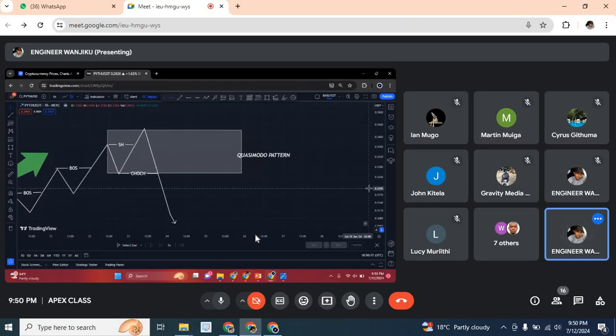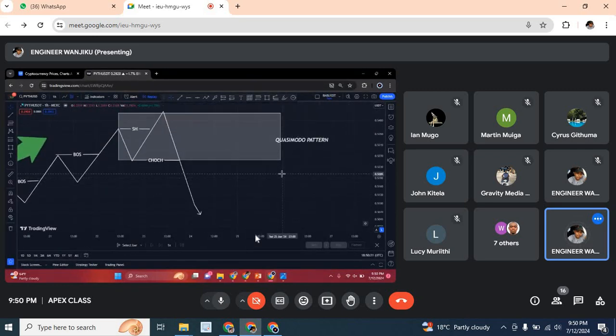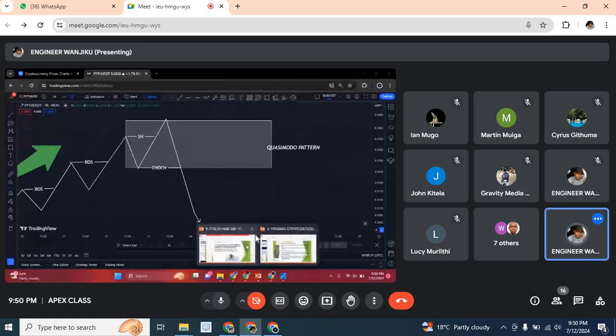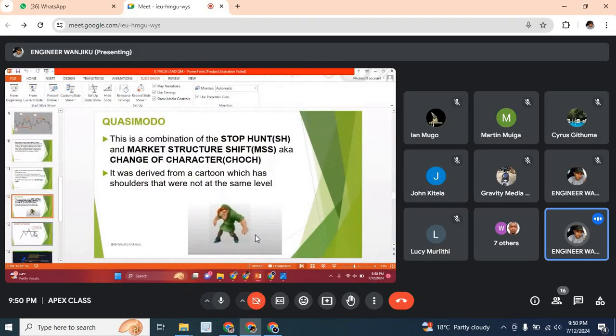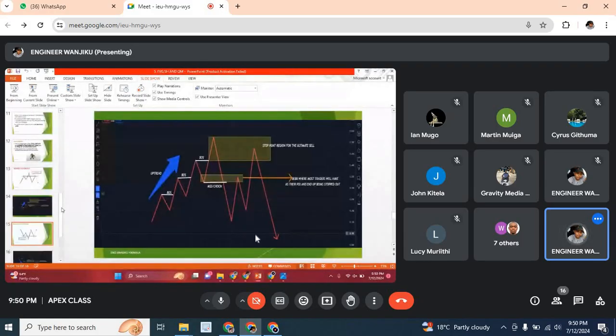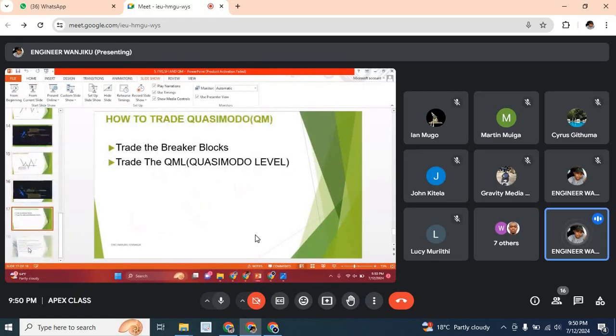So how do we get now to identify POIs on this? Or rather, how can we trade this type of Quasimodo pattern? So let's come to this part right here. So this is basically what I was describing. It's a combination of a stop hunt zone and a change of character. If I'm to draw a straight line right here, you can notice that this now is a change of character. So the one that I've drawn right here is a bearish Quasimodo pattern.